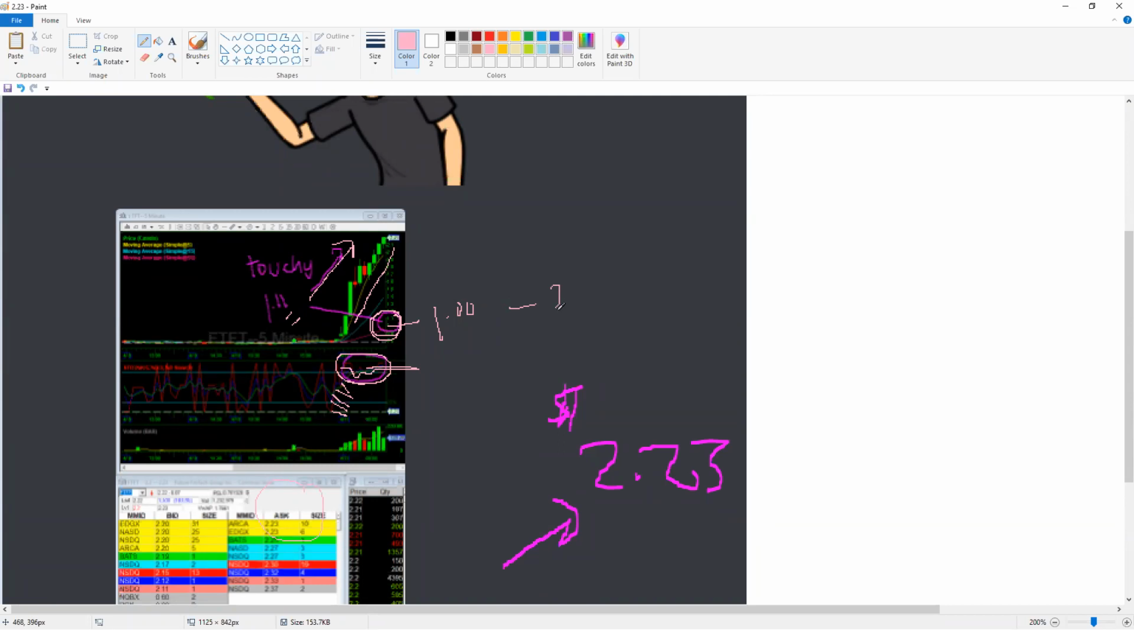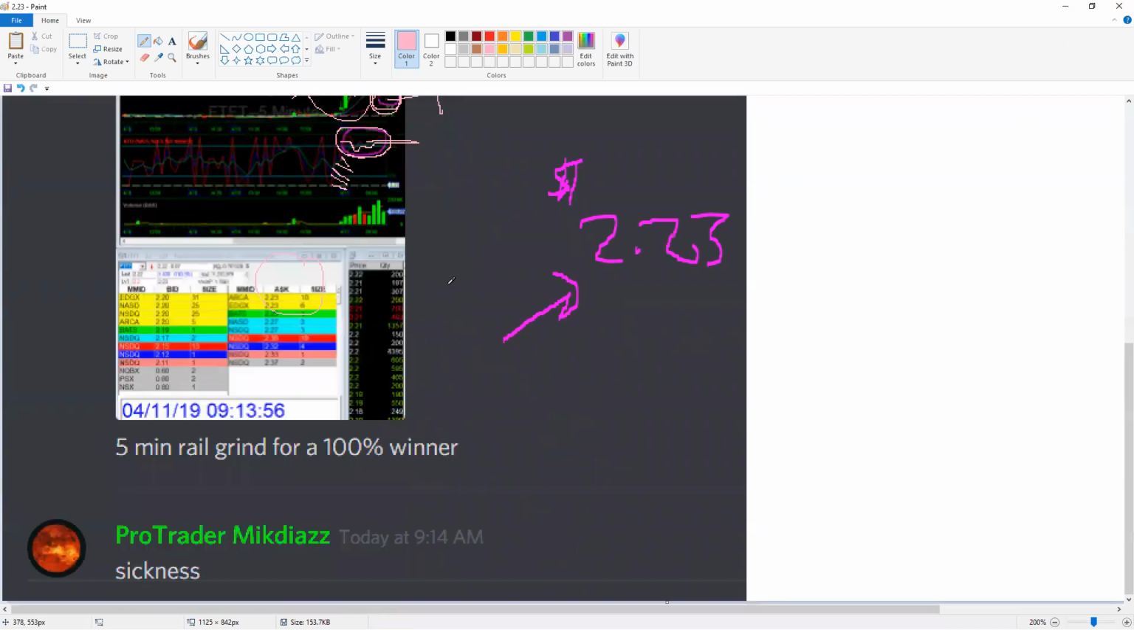$2.23 from $1. So it went from $1 to $2, 100% move in less than 30 minutes on the open. FTFT was the symbol. And the time was 9:14 a.m. A 5-minute rail grind for 100% winner. Sick.